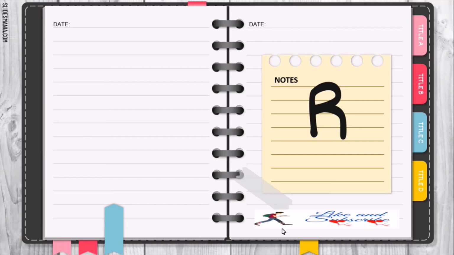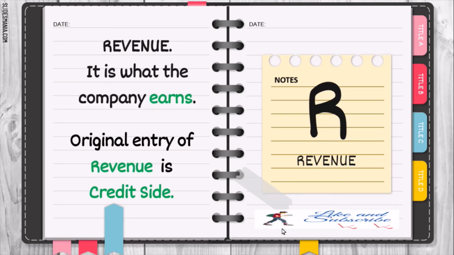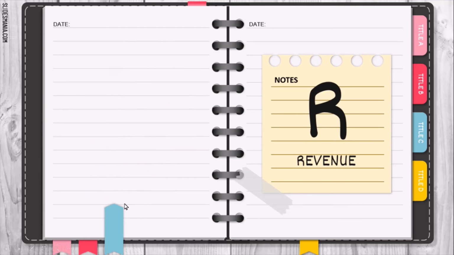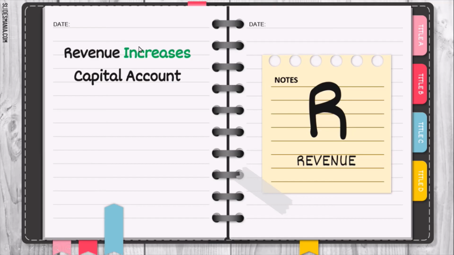Okay, next we have the letter R, or the revenue. Revenue means the gross income. Revenue is what the company earns. The original entry of revenue is on the credit side. So when you have revenue, it increases the capital account. An example is when we have sales, we debit cash and credit sales or revenue. So it increases the capital account.